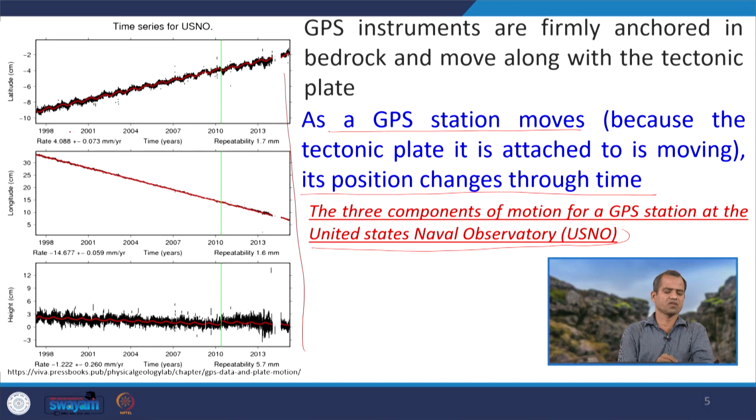Here this is the latitudinal change of a point, this is the longitudinal change of a point, and this is the altitudinal change of a point. With time, over different years from 1998 to 2013, it shows how a particular point changed its latitude, its longitude and its altitude. These are the GPS measurements.